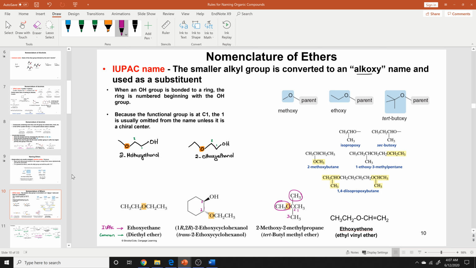If you have a degree of unsaturation in there, please make sure that, since you have an ether, your ending is going to be alkene, and the OR is going to be a substituent. So it's going to be an ethoxy and an ethene in this case.